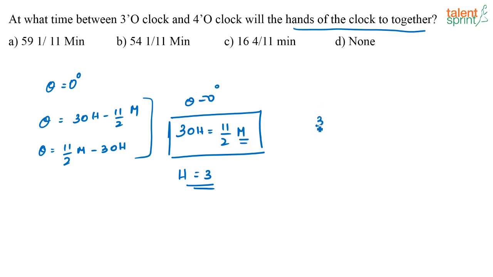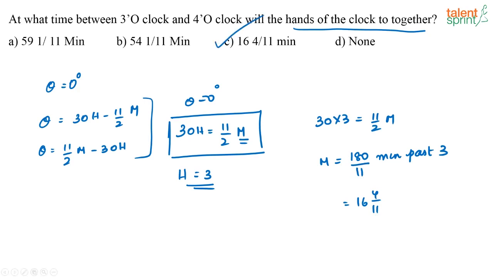What is m here? 30 into 3, that is equal to 11 by 2m, or m is equal to 30 into 3 into 2, that is 90 into 2, which is equal to 180 by 11. So the minutes is nothing but 180 by 11 minutes past 3 o'clock. So which is the correct answer here? Answer option 180 by 11 is nothing but 16 4 by 11.